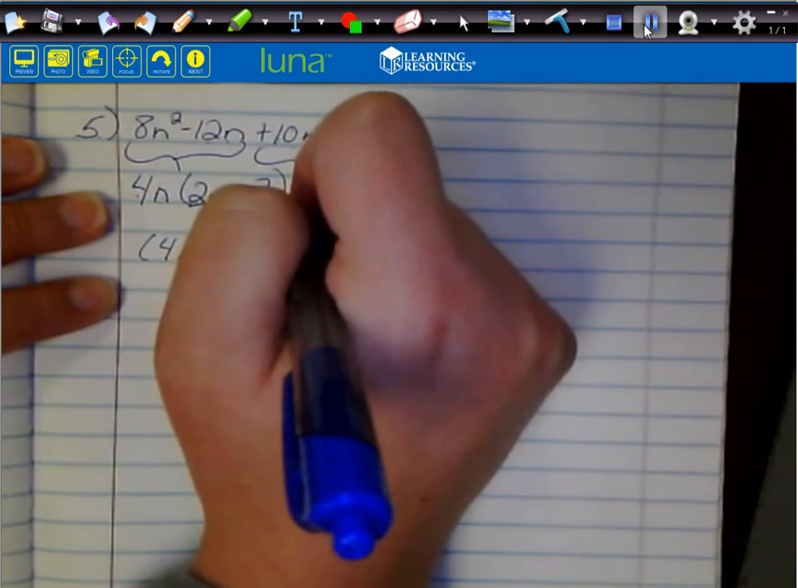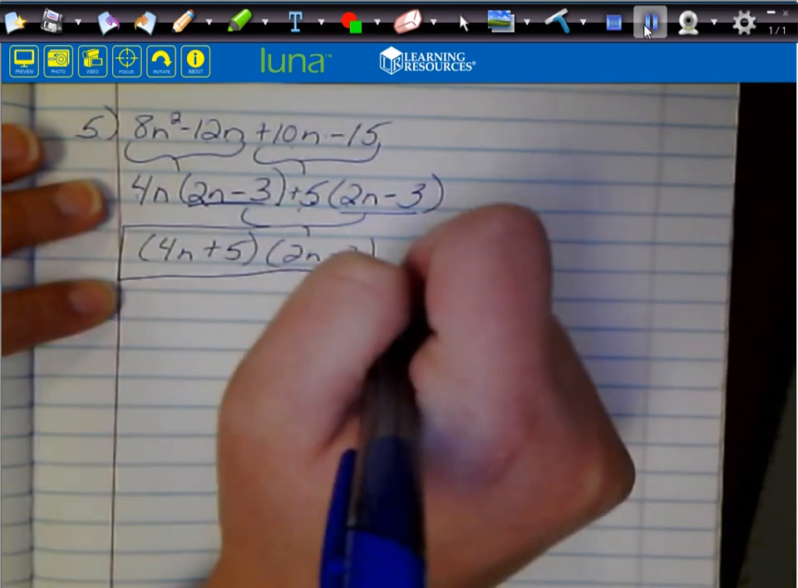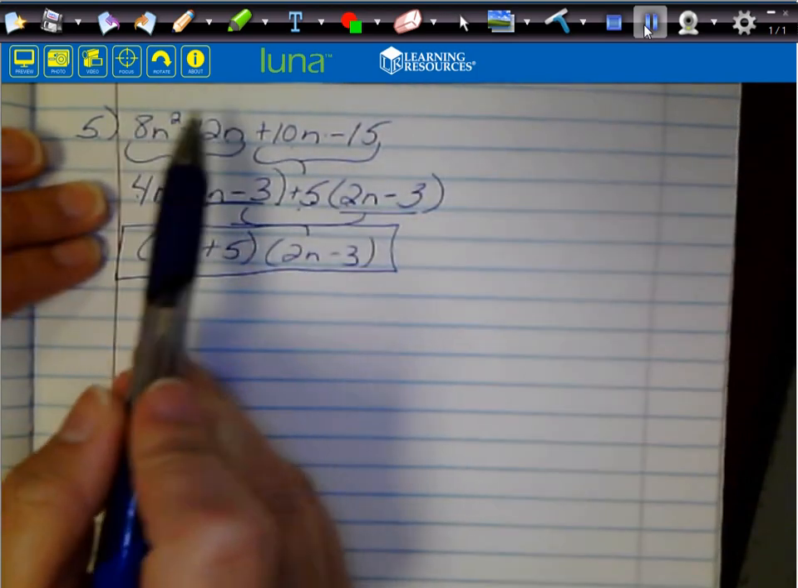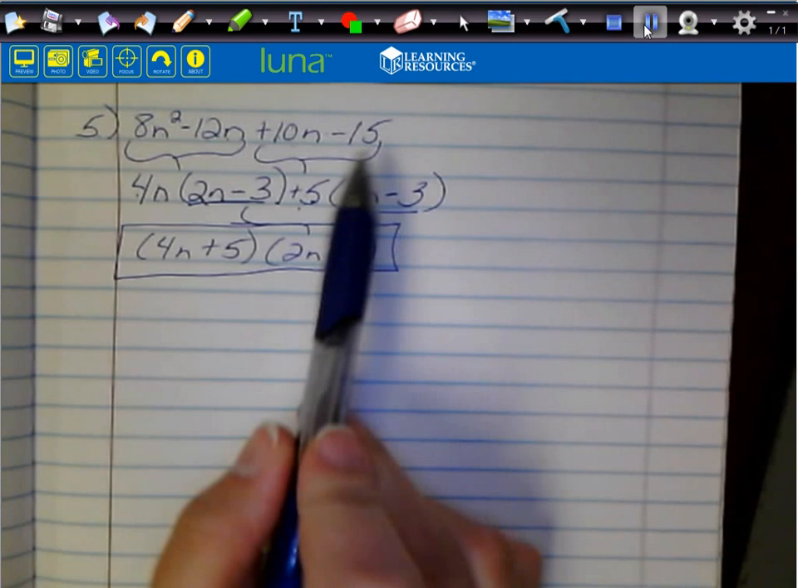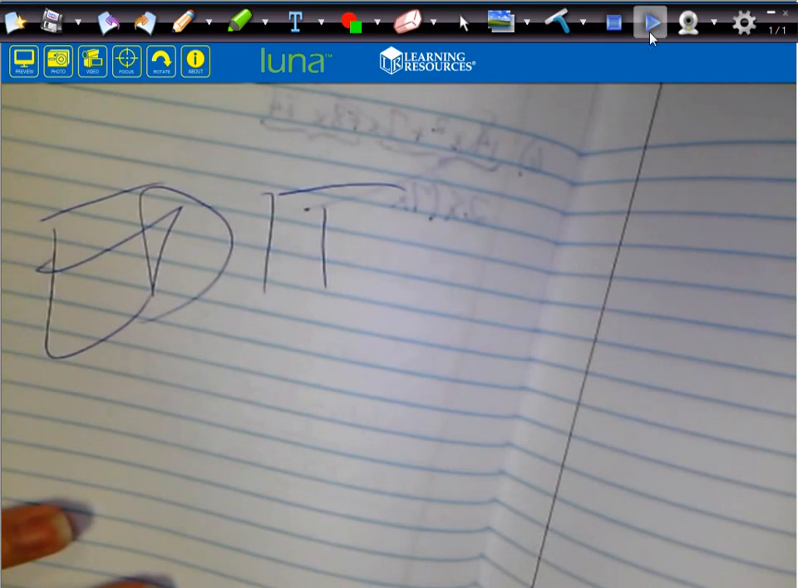The other one, this 5 is positive, so 4n plus 5. So I factored these 4 terms into 4n plus 5 and 2n minus 3. Make sure you have that worked down before you move on. All right, go ahead and get down number 6.